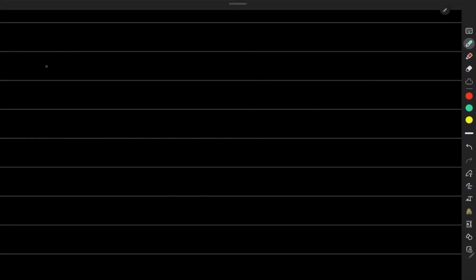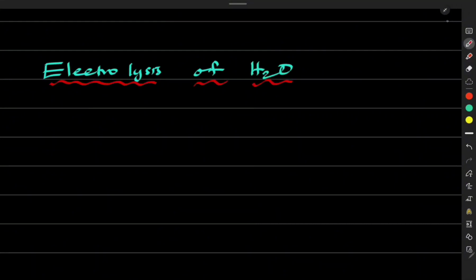The first part of electrolysis is electrolysis of water. Electrolysis of water is not spontaneous at standard temperature and pressure. Therefore, in order to electrolyze water, we should supply external electrical energy.